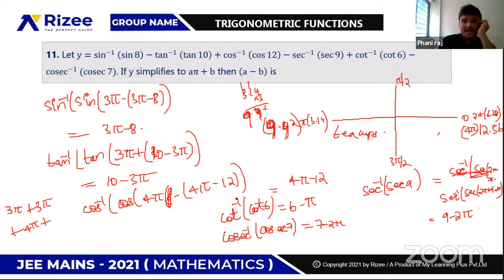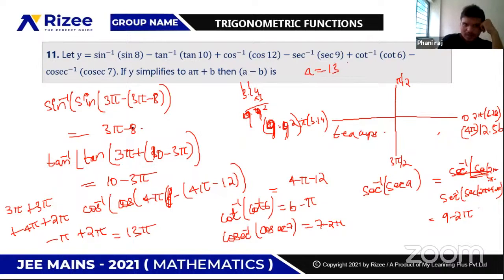And secant, it's negative, right? So secant again, you should add 2 pi. And cot is positive, so it's minus pi. Cosecant is negative, so it's plus 2 pi. So what do you get? 6 plus 4 is 10, 10 plus 2 is 12, 12 plus 2 is 14, 14 minus 1 is 13. Correct? Yeah, it is 13 pi. So A is equal to 13.